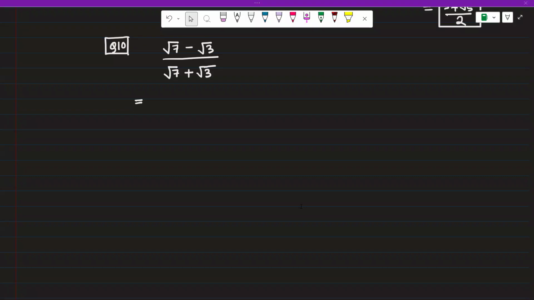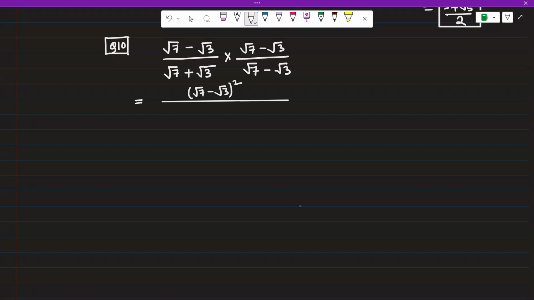To solve our next problem, (√7 − √3)/(√7 + √3), we multiply by the denominator's conjugate, which is (√7 − √3)/(√7 − √3). To solve this, we get (√7 − √3)² divided by (√7)² − (√3)².